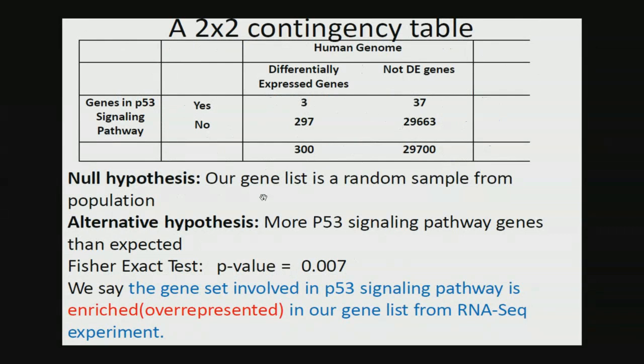Okay, the null hypothesis is that our gene list, this 300, is a random sample from the population. And the alternative hypothesis is something we want to test: there are more p53 signaling pathway genes than expected in our gene list. So we perform a Fisher test and get a p-value of 0.007. So the interpretation of this test will be that the gene set involved in the p53 signaling pathway is enriched, which is actually overrepresented in our gene list from this RNA-seq experiment.